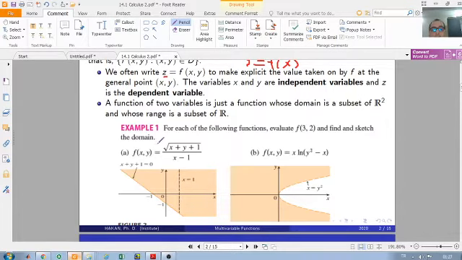For example, let's find the value of f at (3, 2). You see we have two values since we have two independent variables, f of x, y, and sketch the domain, namely describe the domain, the region which is the domain of the function in a two-dimensional coordinate system. So now we will first find the value of f at the point (3, 2). The point (3, 2) is in the domain of f. Now we will find the domain of f, and you will see that (3, 2) is in its domain.